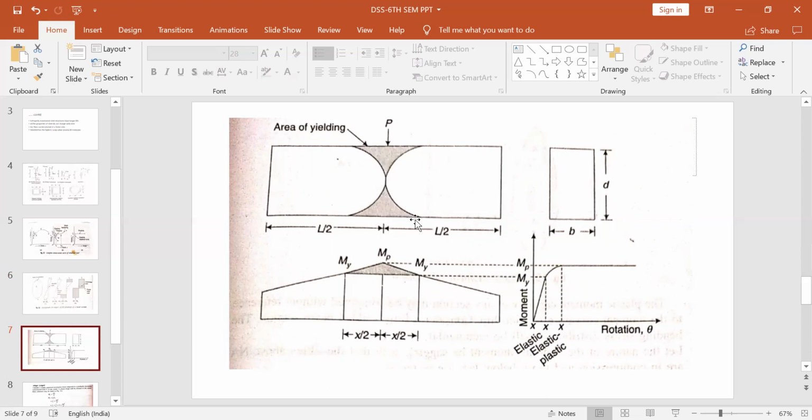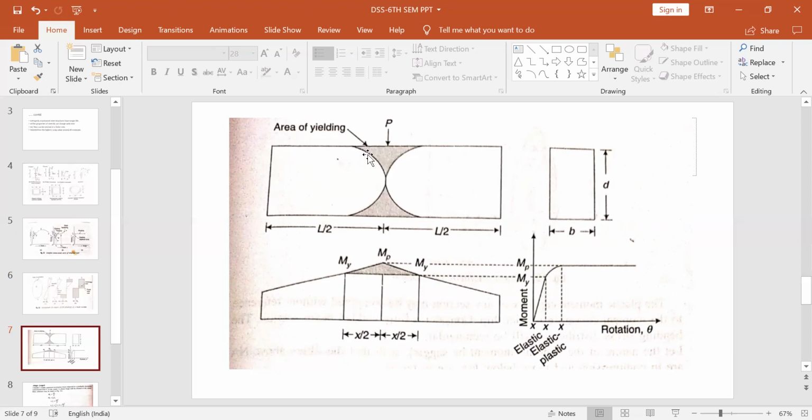So this is the area of this plastic hinge that is formed. Because at the center the moment will be more, plastic moment will be formed here first. And as we go away from the center, yielding will start, but the first yielding will start here in the center itself.